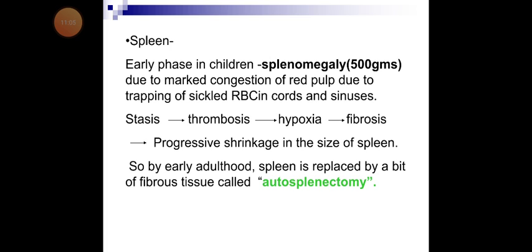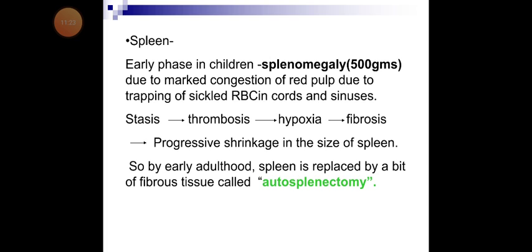Spleen. In the early phase in children, there is splenomegaly due to marked congestion of the red pulp, due to trapping of the sickled red cells in the cords and sinuses of the spleen. Stasis, thrombosis, hypoxia and fibrosis cause progressive shrinkage of the spleen. So in early adulthood, the spleen is replaced by a bit of fibrous tissue, called autosplenectomy.